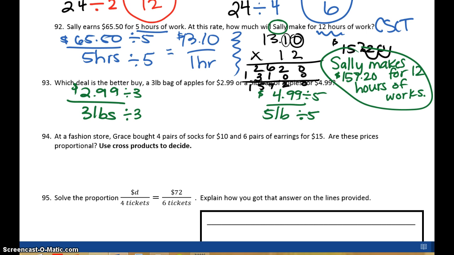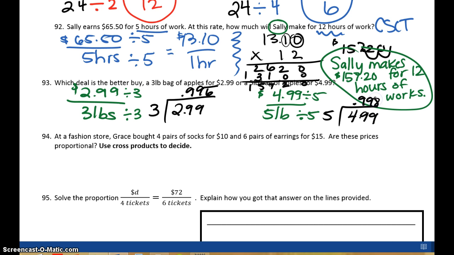So when I divide $2.99 by 3, my 2.99 goes inside the division house. Remember, top dog in the house, divide that by 3. Ends up being 0.996 repeating. Now when I divide 4.99 by 5, again, top dog in the house, so 4.99 inside that division house divided by 5, ends up being 0.998.